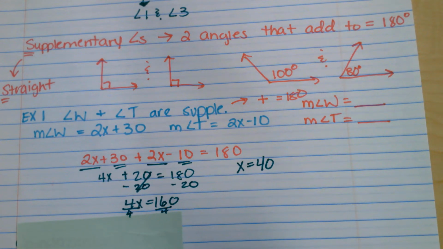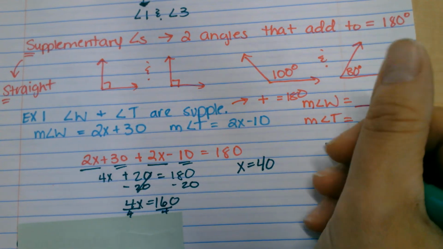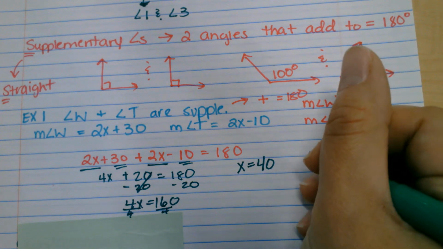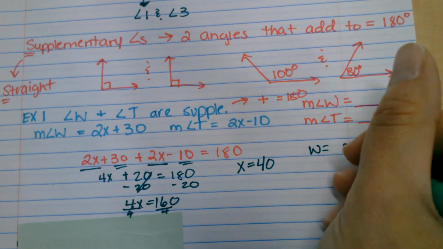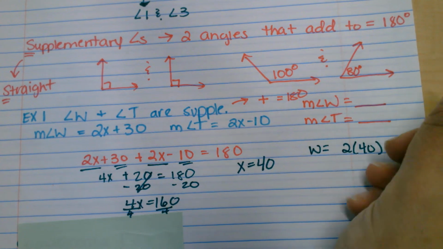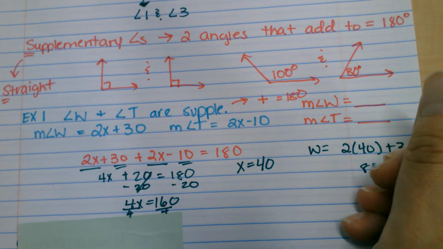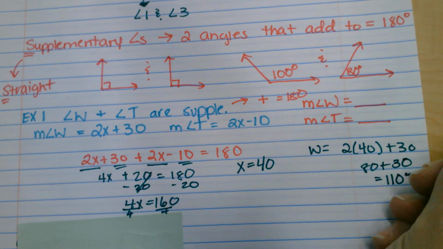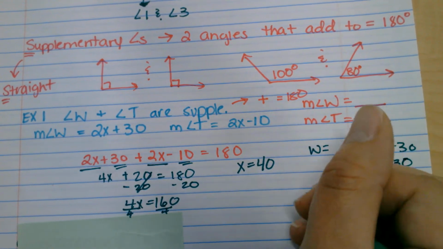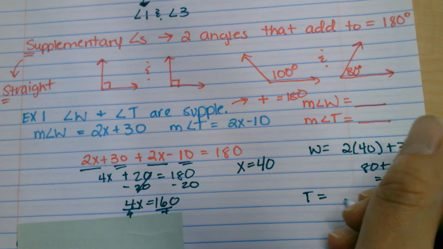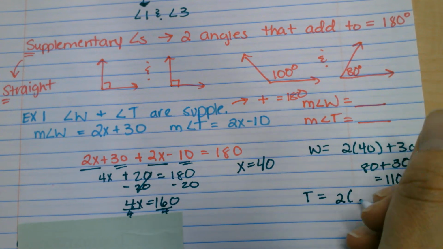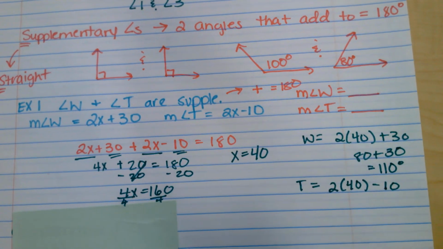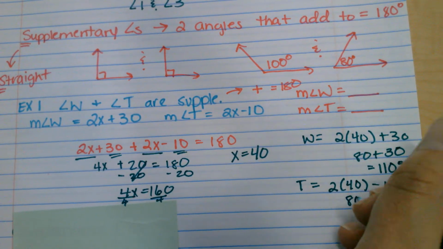We would plug those in. And what would W be? 2 times 40 plus 30. I got that. 110. Very nice. T would be, oh, there's two ways to do that, right? The way that I'm doing it, which is plugging it in, what would be the other way?